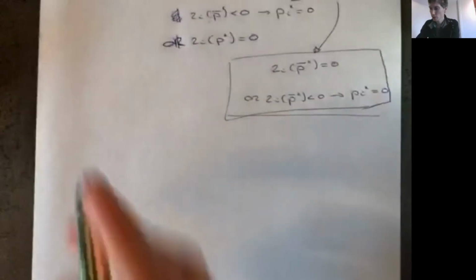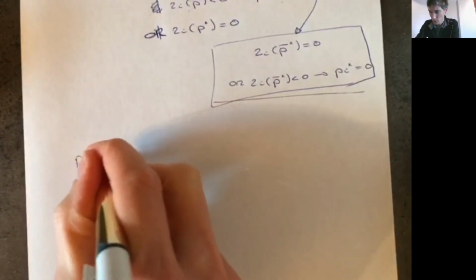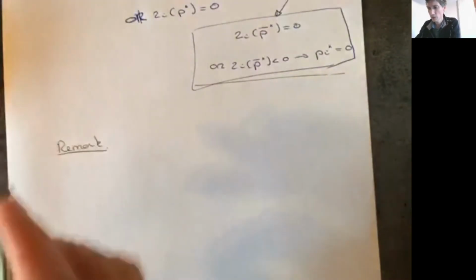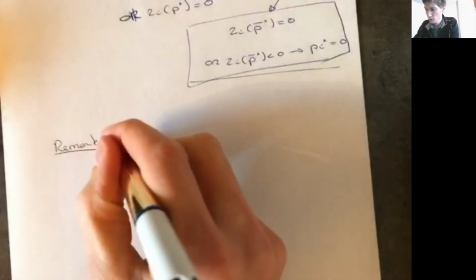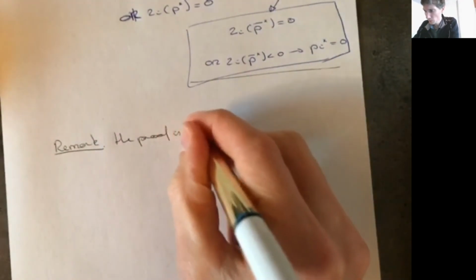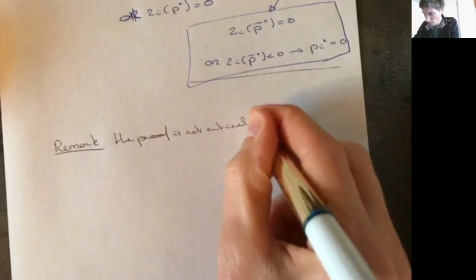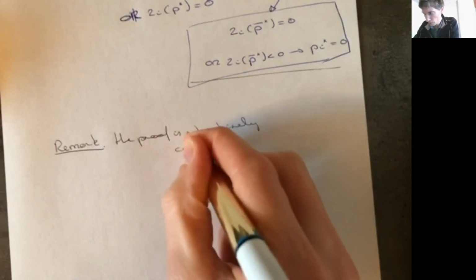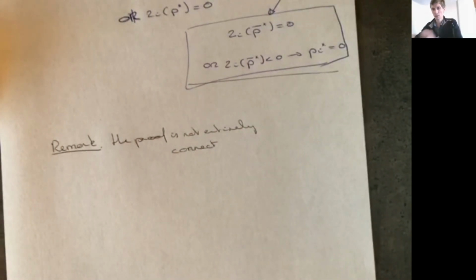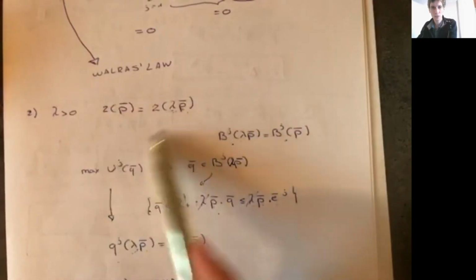So I would like to finish with a remark, and the remark is that the proof that we have just seen is not entirely correct. In particular, I cheated a little bit. Okay, let me first explain what the cheat is here. So the cheat is actually when looking at this normalization step here.